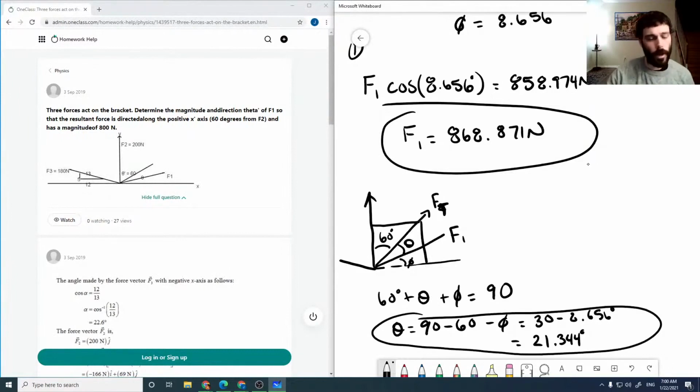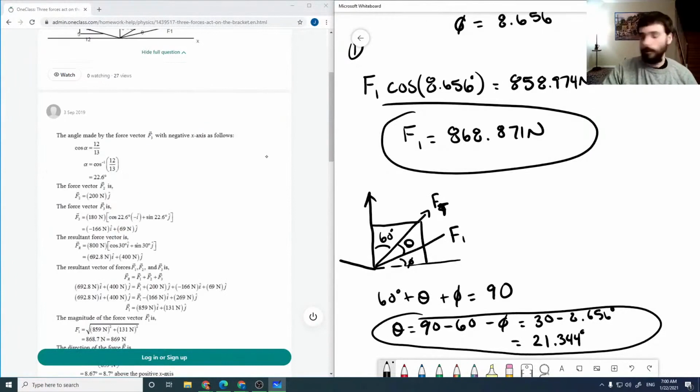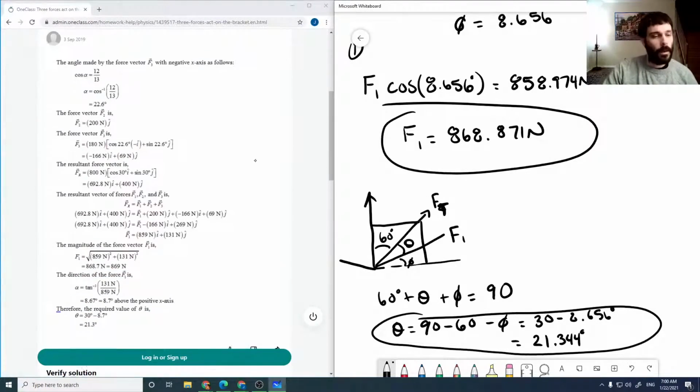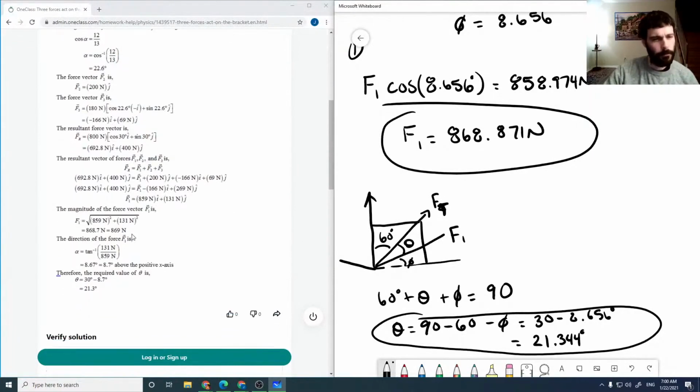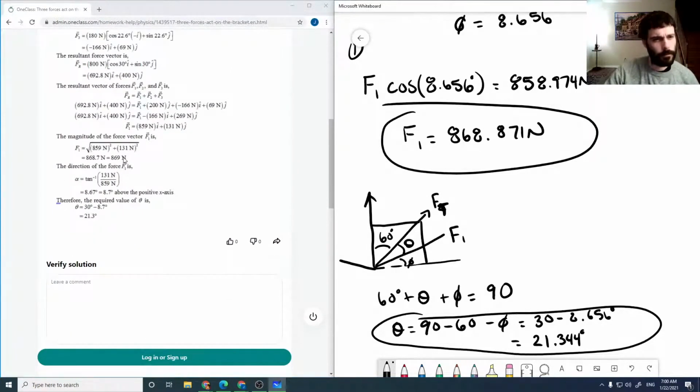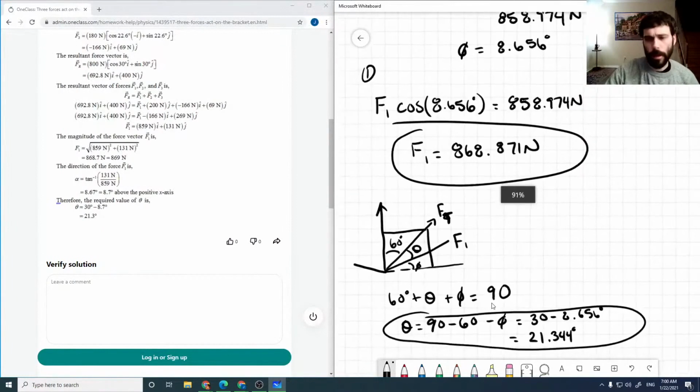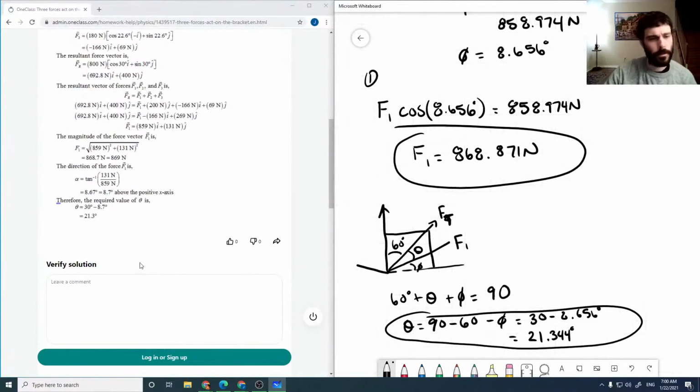And so there's the F1 and the angle they were looking for. So about 869. And the angle is about 21.3. So that looks good.